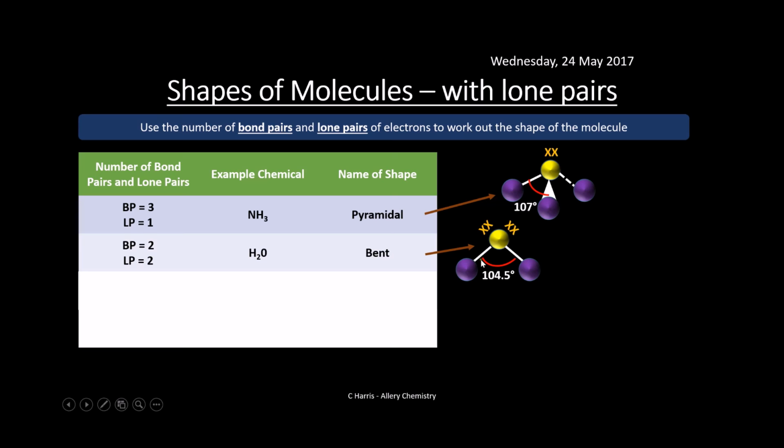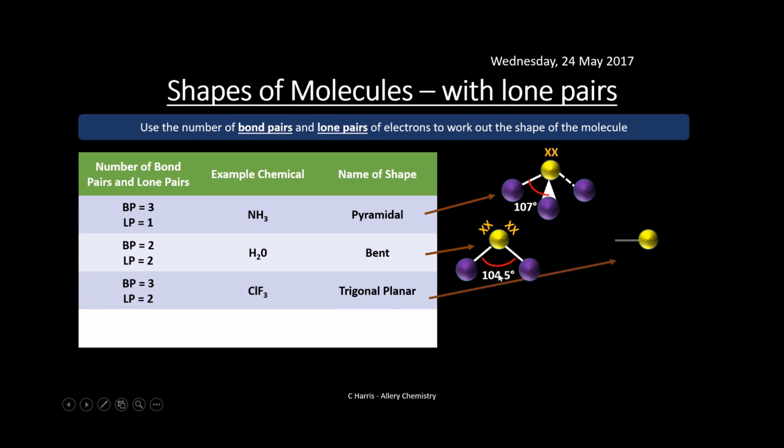Two of them are lone pairs though, so we reduced the bond angle by 2 lots of 2.5, which is 5 degrees. That was based on 109.5 minus the 5, which gives us 104.5. Okay, and that's how we work that out. 3 bond pairs and 2 lone pairs. Now this forms a trigonal planar shape. There it is there. This would have been based on a trigonal bipyramidal shape.